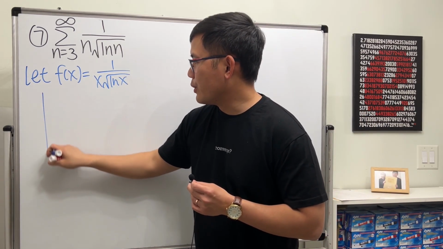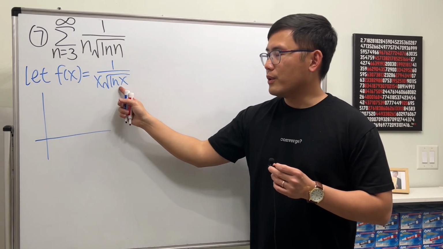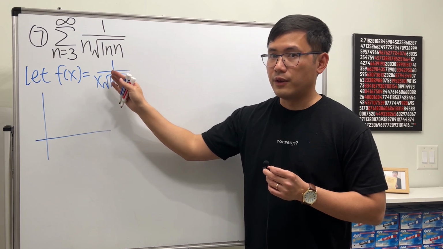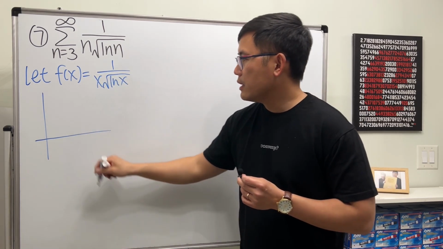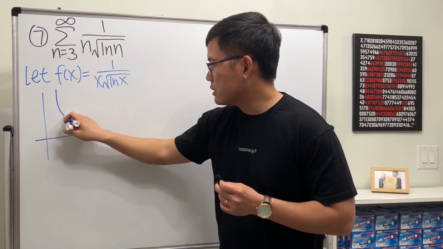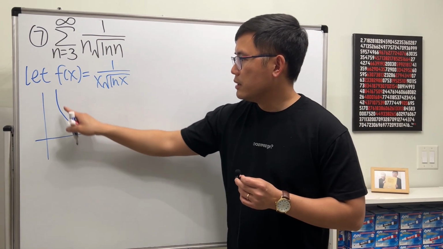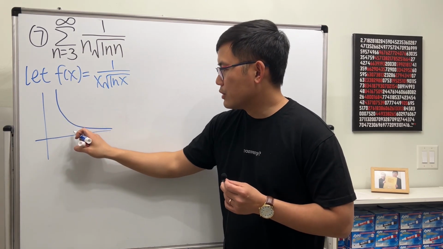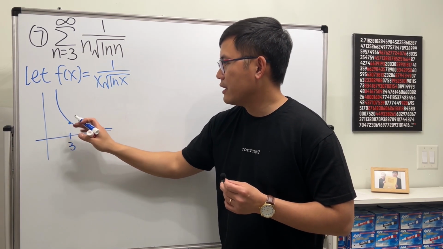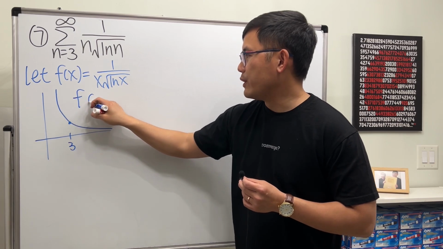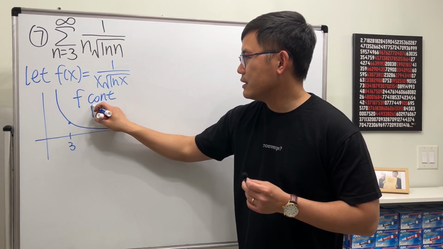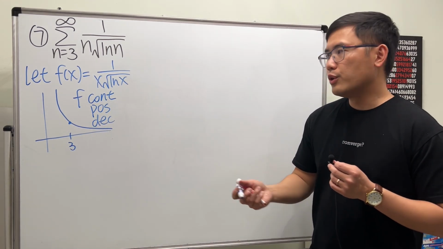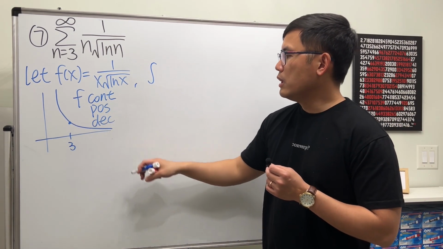Have a graph right here real quick. Remember though, ln 1 is equal to 0, and when x is equal to 1, you actually will get a vertical asymptote for this function. So the function actually looks like this. This is at 1. That's why I purposely started at 3. So if you look at it from 3 and afterward, yes, this function is once again very nice. Continuous, positive, and decreasing.